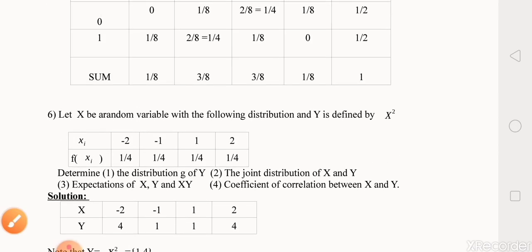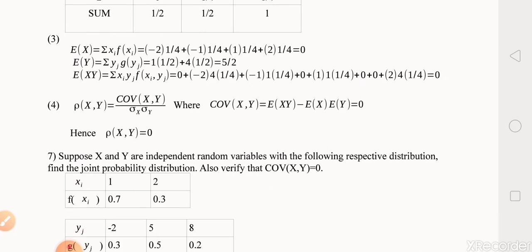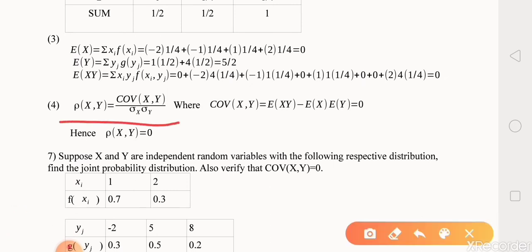And finally, we have to calculate the coefficient of correlation. Coefficient of correlation rho is given by covariance divided by standard deviations.